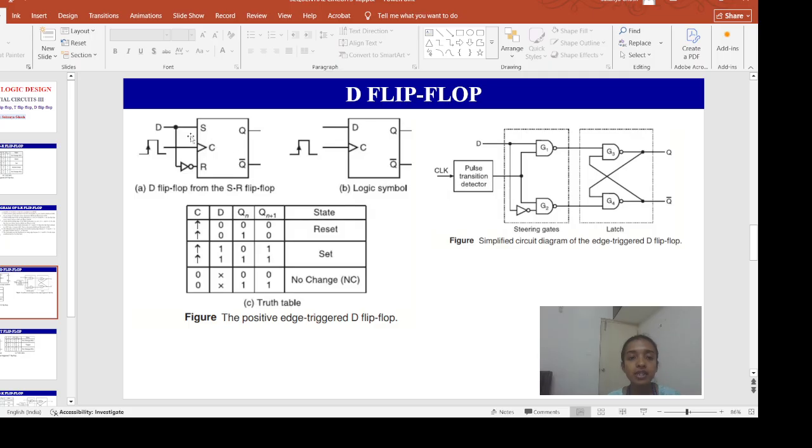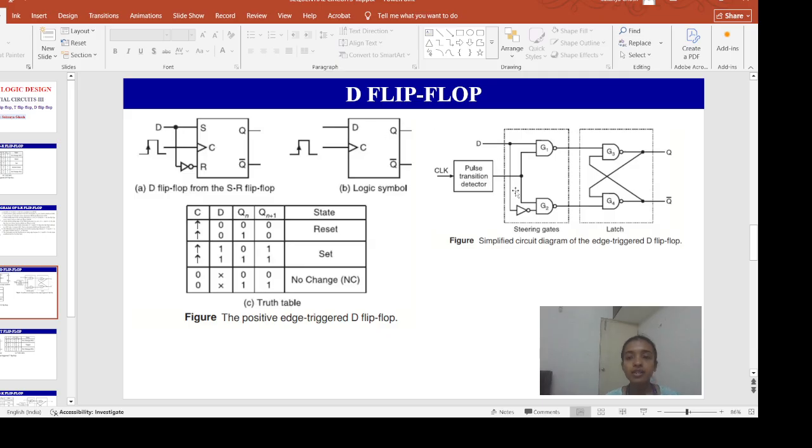That is, if D is 1 and you apply the clock signal, then Q goes to 1 and Q bar will be 0 at the rising edge of the clock pulse, and thereafter it will remain so. If D is 0 and the clock signal is applied, Q goes to 0 and Q bar goes to 1 at the rising edge of the clock pulse, and thereafter remains so. That means the output Q will simply follow the state of the D. Whatever input you are applying, it will follow the state of D.